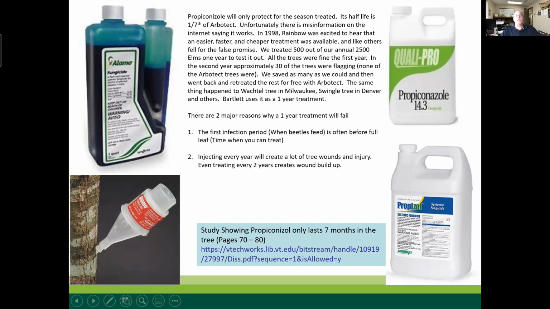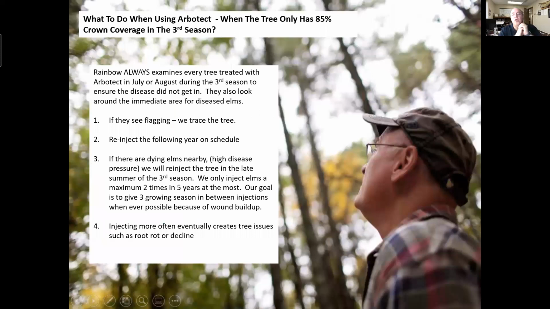All right, so let's talk a little bit about why people say, well, why don't you treat every 2 years? Well, it's the wounding. Whenever you're injecting a tree, you have two kinds of wounds. One wound is the drill, and the drill literally removes tissue from the tree, which of course is a wound, and the tree has to respond to that.